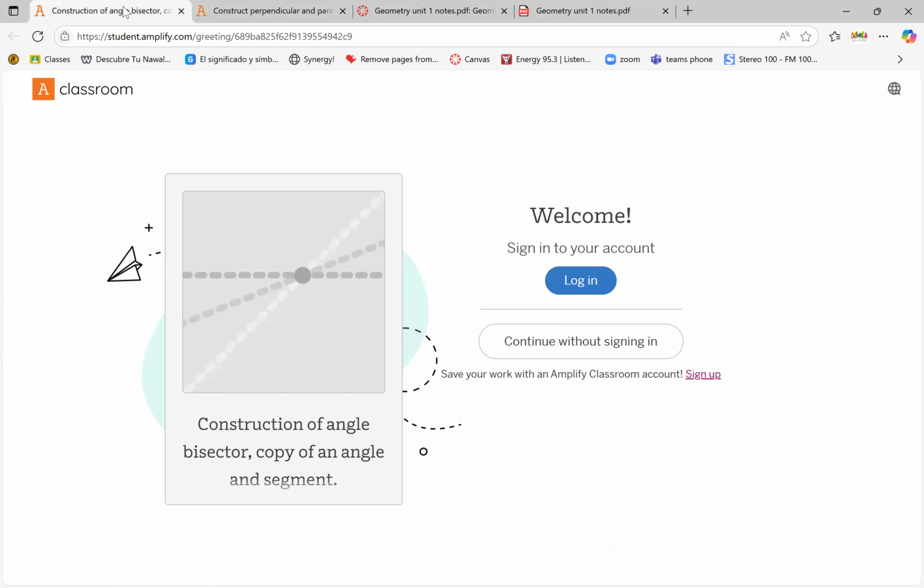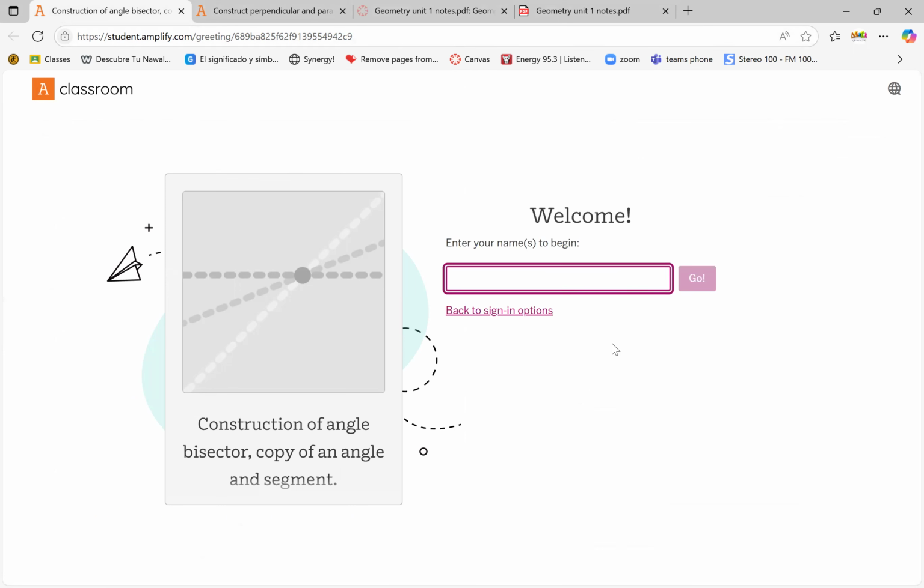So I'm going to log in. We're going to go into construction of an angle bisector, copy of an angle, and segment. When you press on the link, here I'm going to go continue without signing in. It's asking me for my name. In my case, I'm going to type in Mr. Leonzo.